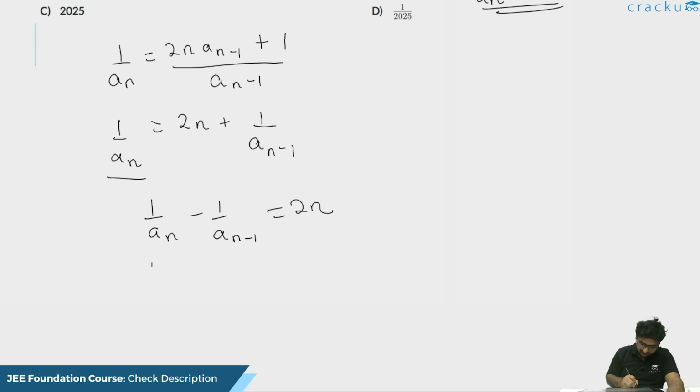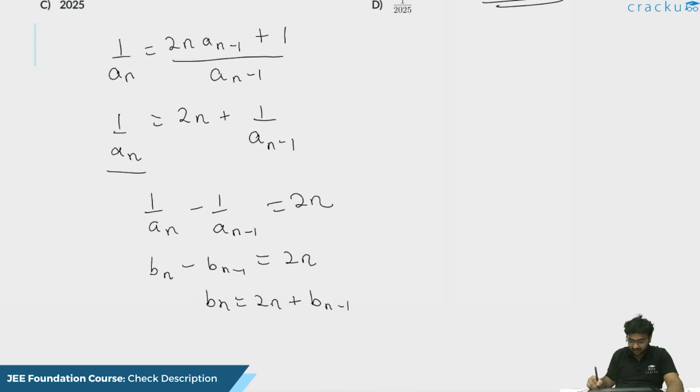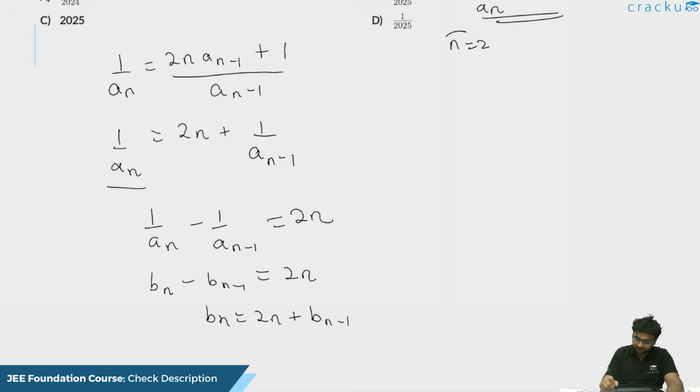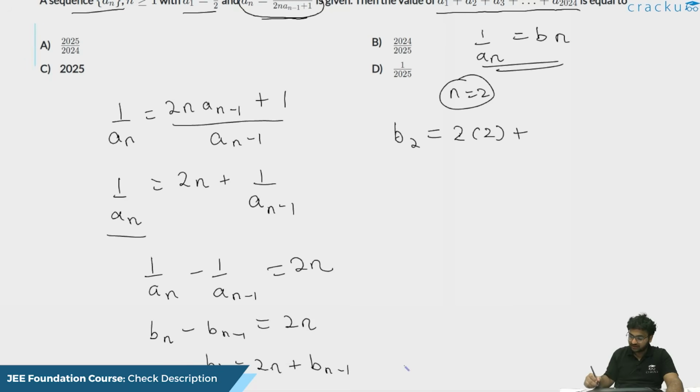Okay, so this would be what? b(n-1) equal to 2n. So what is bn? bn is equal to 2n plus b(n-1). Now let us put n equal to 2. So b2 will be equal to what? 2 times 2, which is 2 into 2, 4 plus b(n-1). b(n-1) is what? b1. And what is b1? 1 by a1, which is given as 1 upon 1 by 2. So b1 is equal to 2. Okay, so we can write this as 2 into 1.